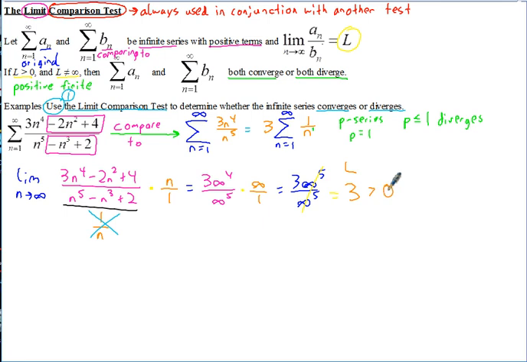So what that guarantees is that both of these series either both converge or both diverge. And since we already know by the p-series test that the one we compared it to diverges, that means our series would also have to diverge. So this one diverges by the limit comparison test and the p-series test.